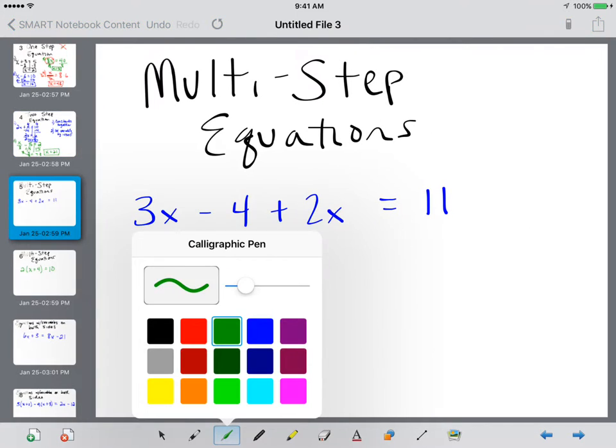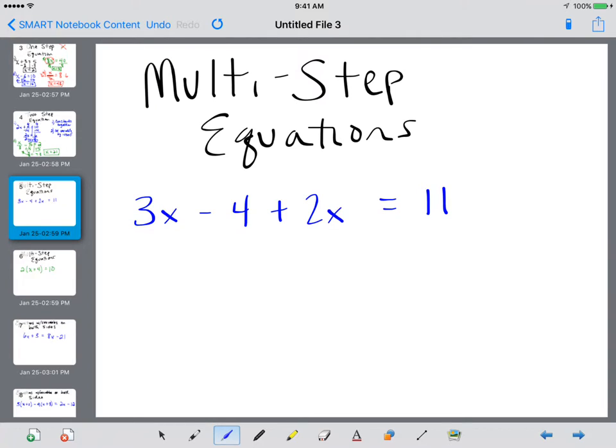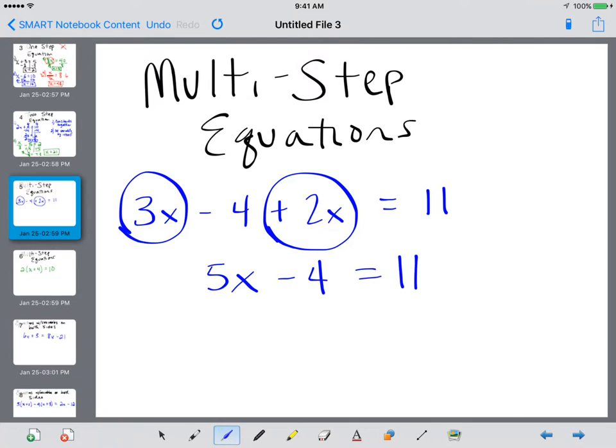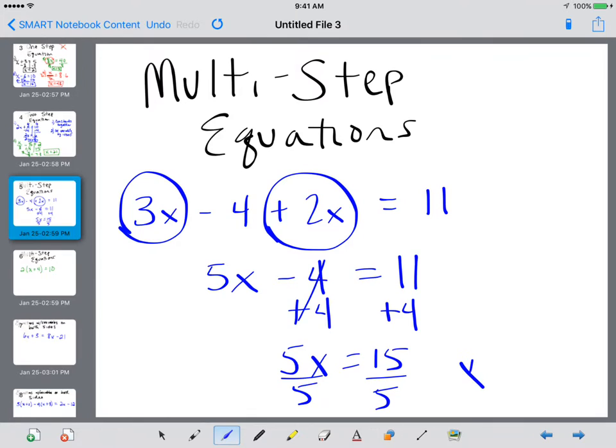In a multi-step equation, we need to combine like terms on the same side. So I have 3x and 2x that I'm going to combine to become 5x minus 4 equals 11. Now it's just like a two-step equation. We're going to add 4 to both sides, and we get 5x equals 15. Divide by 5, and I get x equals 3.